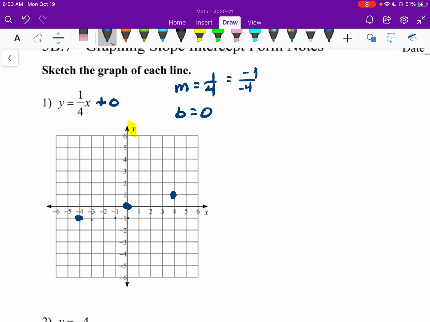Whenever you graph these, I'd like for you to try to use at least 3 points. So after we have our 3 points, we can draw our line, and make sure that we have arrows on the end of it, right? Lines have arrows, segments do not. All right, and that's how we do number 1.